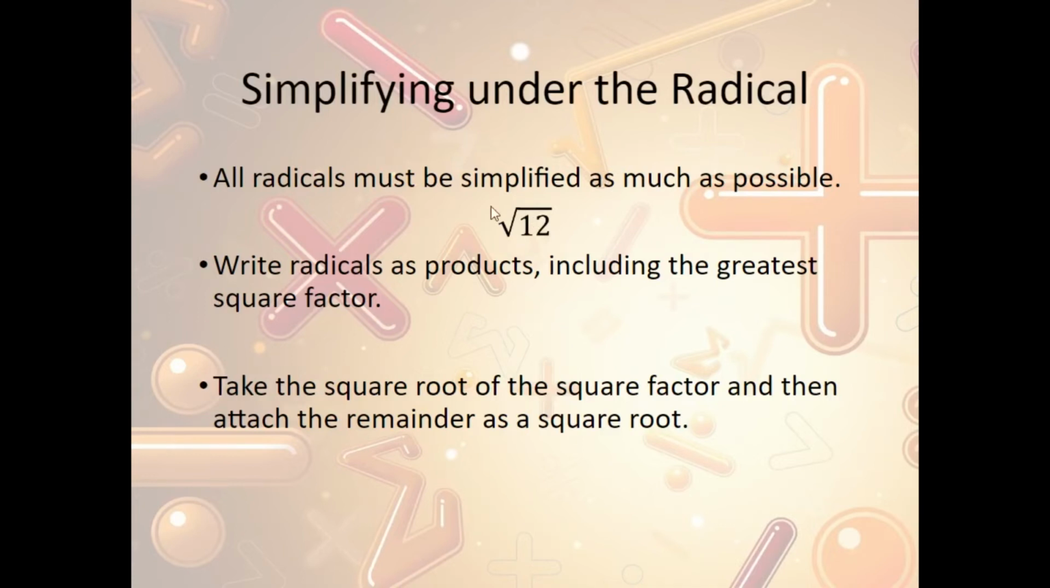So that's really 4 times 3. So we could take the square root of 4. The square root of 4 is 2. So this becomes 2, and then we leave whatever's left under the square root, which is 3. So this becomes 2 square root of 3.